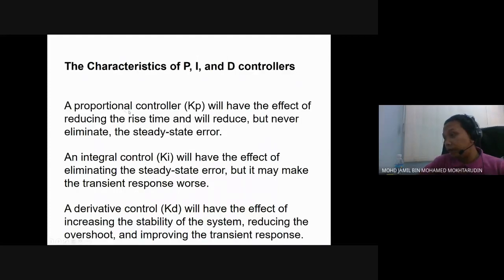So the effect of the proportional controller is that it will reduce the rise time, but it will never eliminate the steady state error. That's the first characteristic of the proportional controller. And the integral controller will eliminate steady state error, but it may make the transient response worse. These properties are individual, meaning that if you put the proportional controller only, or the integral controller only, or the derivative controller only, you need to combine all of them together to get the optimal effect. If you put the derivative controller only, then the system will increase in stability, reduce in overshoot, and improve the transient response.